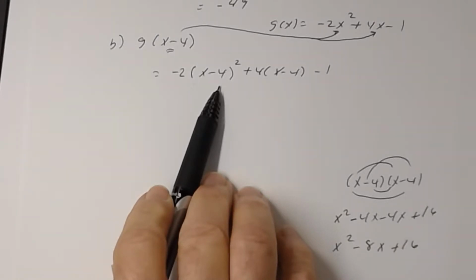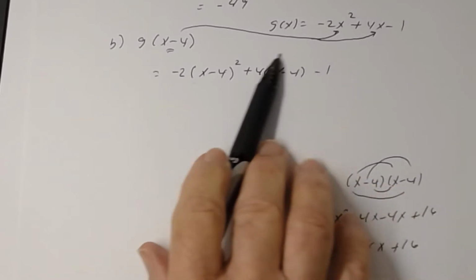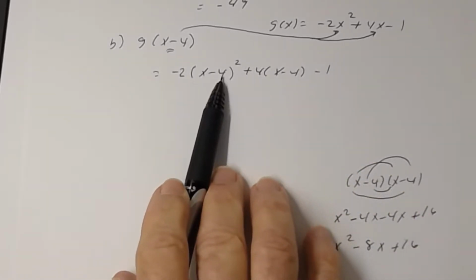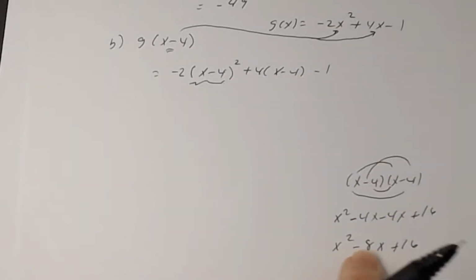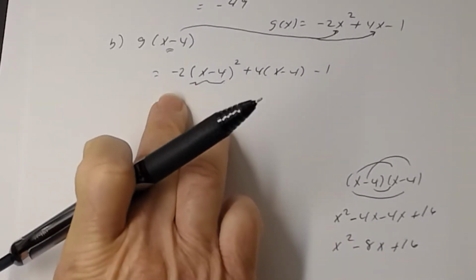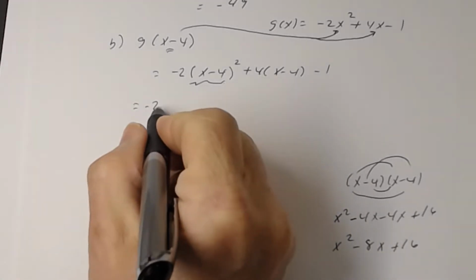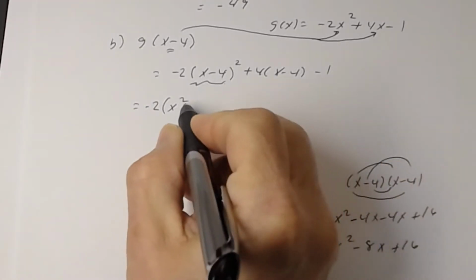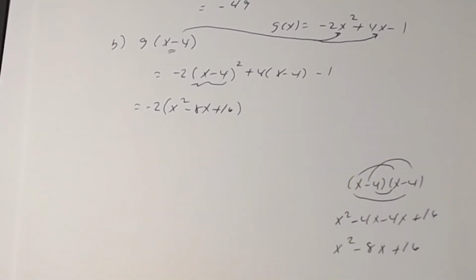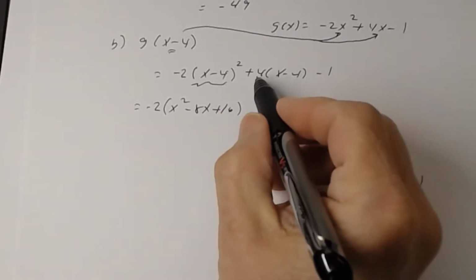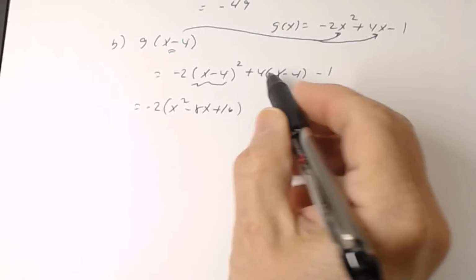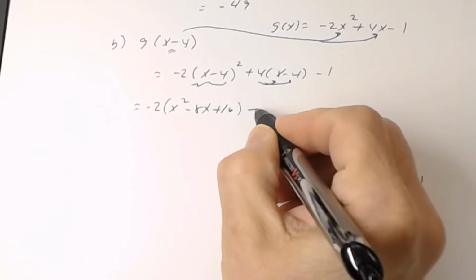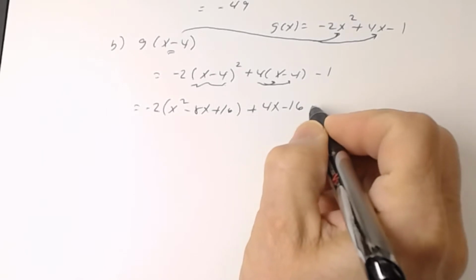So all I found at this point was the binomial squared, x minus 4 squared. But what must I do with this trinomial? Multiply by negative 2. So it becomes negative 2 times x squared minus 8x plus 16. Now, what's the best way to simplify the other part? Distributive property. So this becomes plus 4x minus 16.